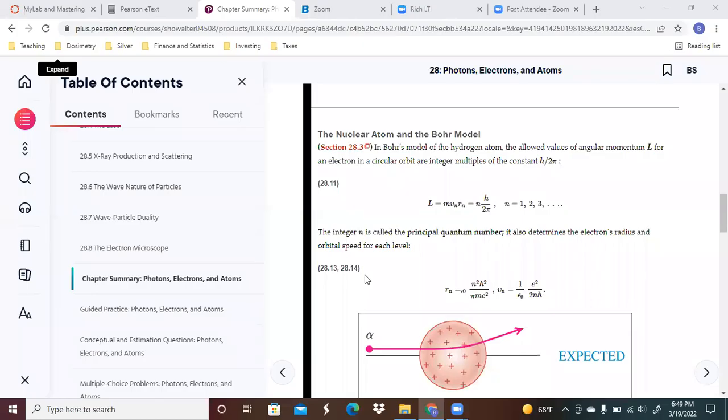This is the lecture over section 28.3. We're going to be looking at the nuclear atom and the Bohr model.